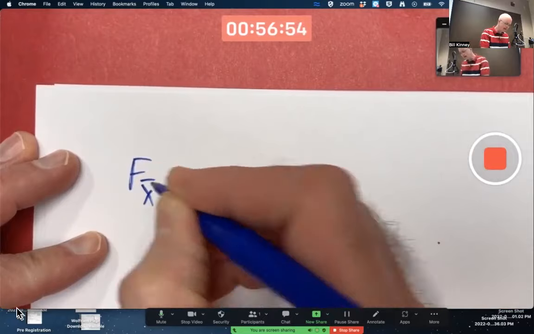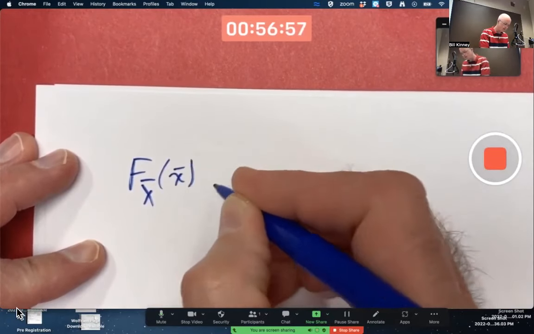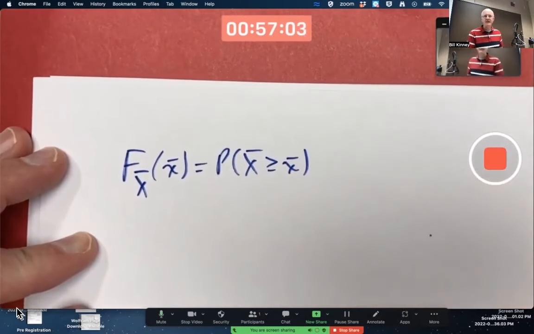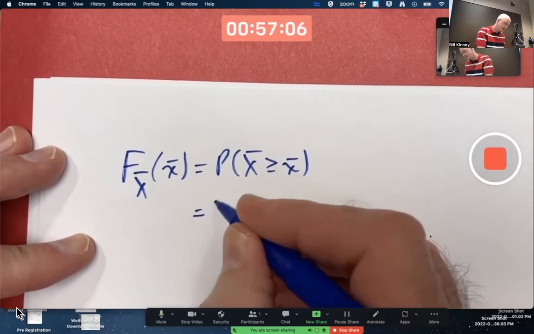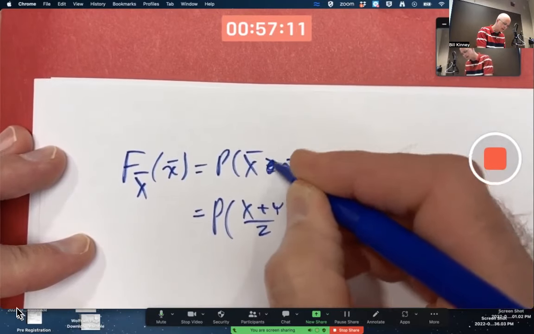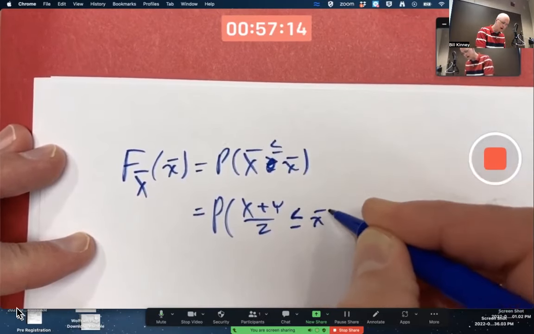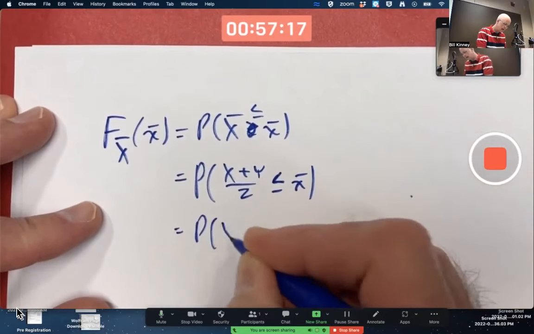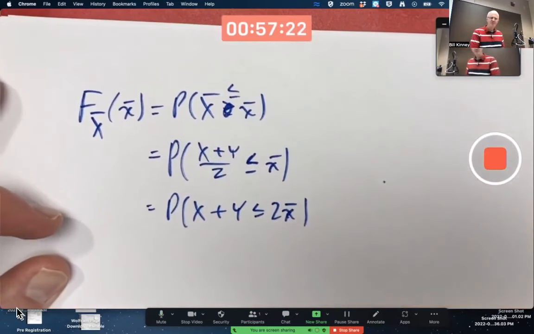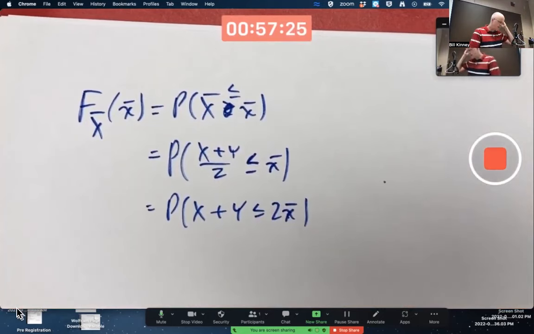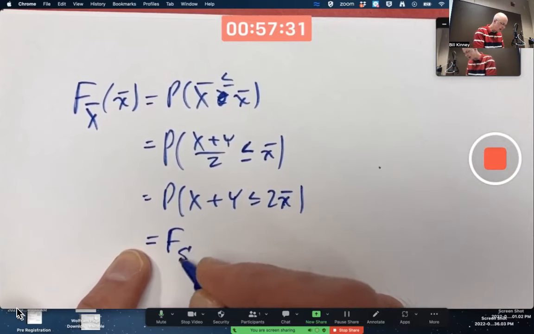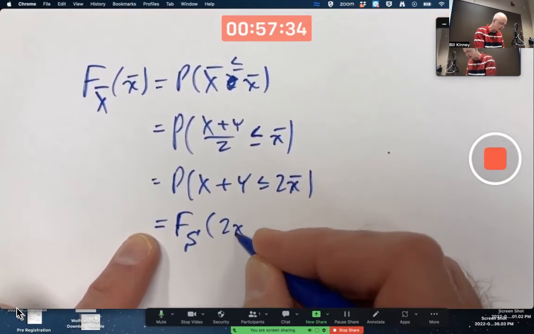Could I use the CDF method again? Well, this is weird. Capital F sub X bar of little x bar, should be less than or equal to little x bar. Yeah, I guess according to what we did before, at least in this uniform case, we're going to get the CDF of the sum evaluated not at S, but at 2x bar.